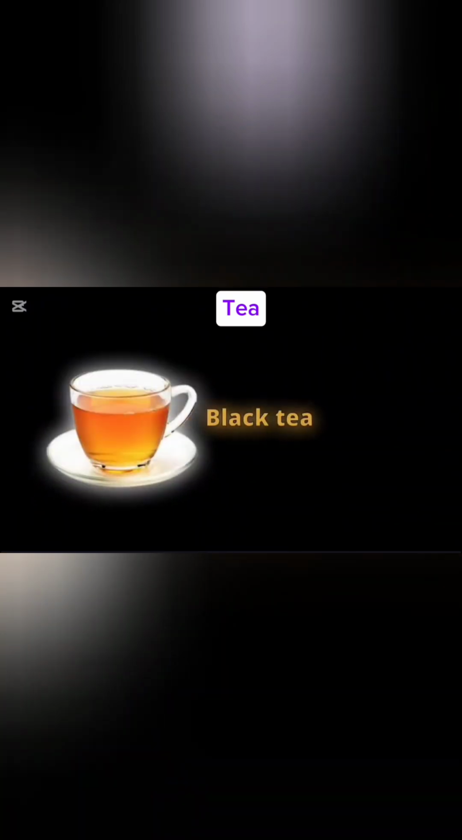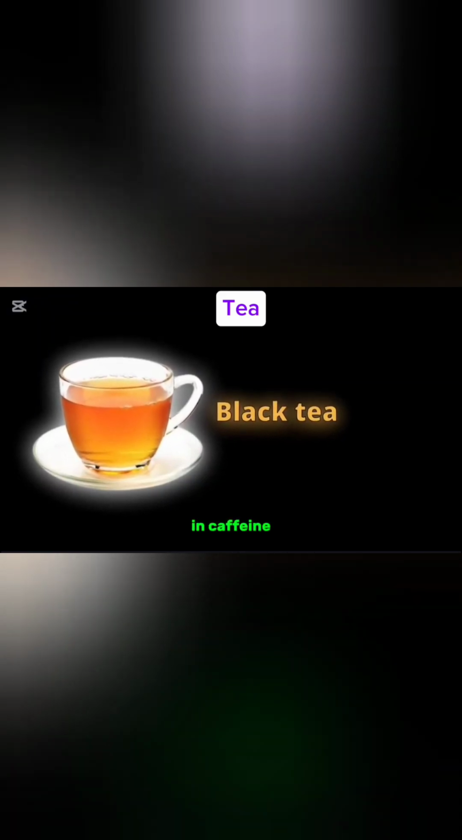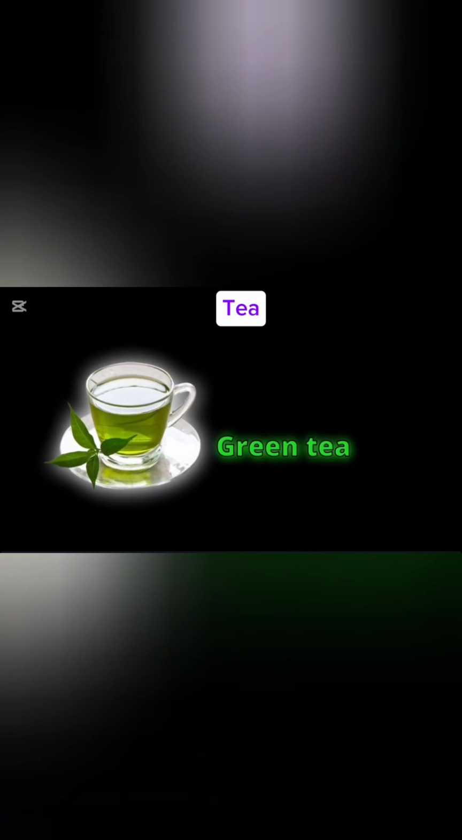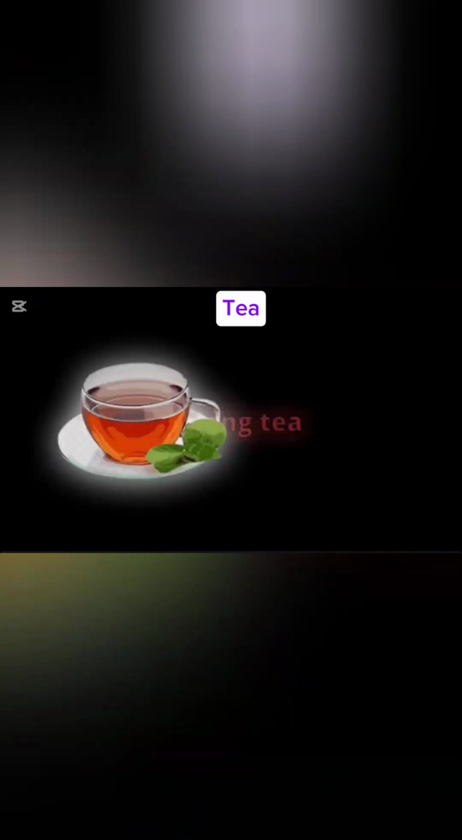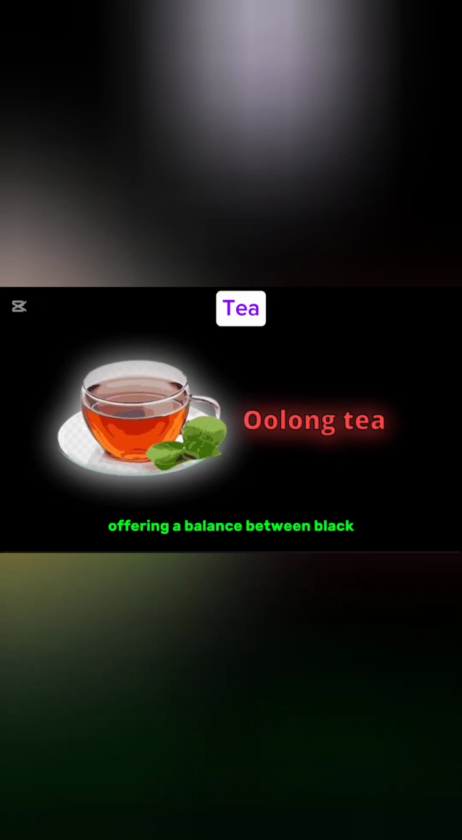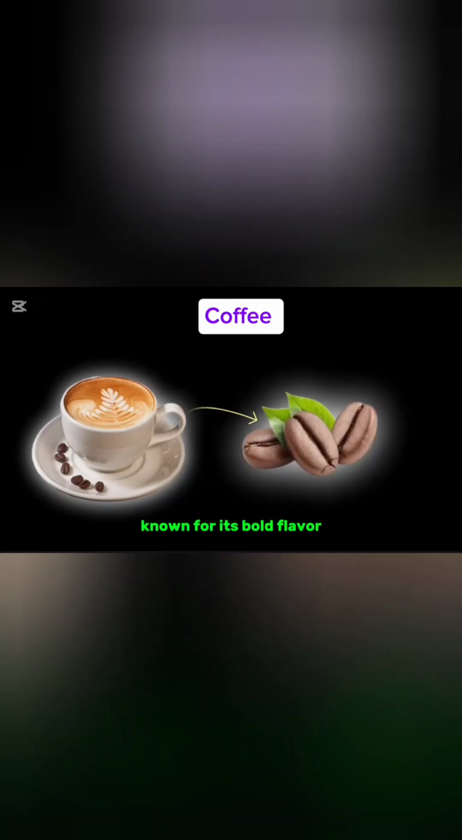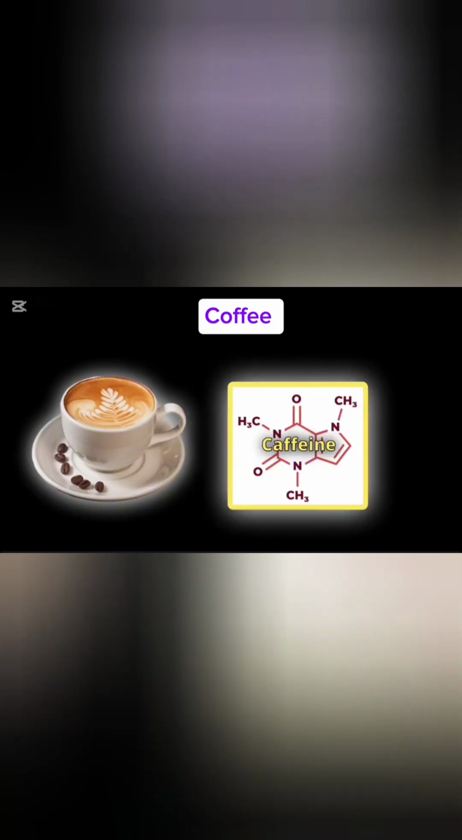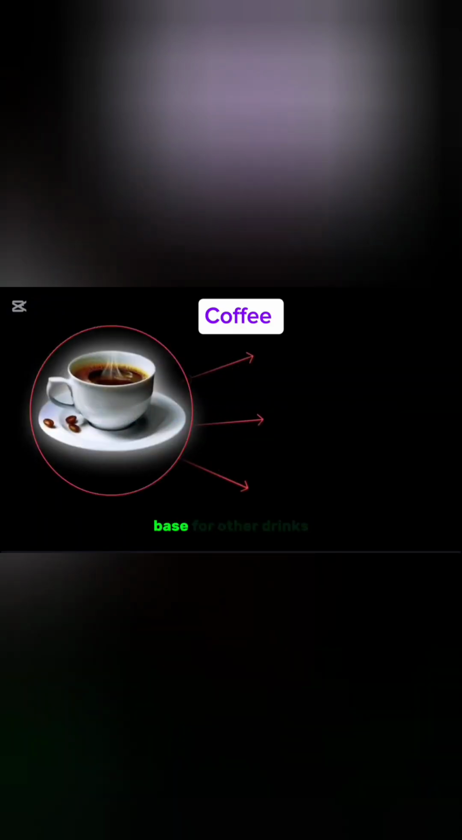Examples are black tea, fully oxidized, strong in flavor, and rich in caffeine. Green tea, lightly processed, rich in antioxidants, and lower in caffeine. Oolong tea, partially oxidized, offering a balance between black and green tea. Next is coffee, brewed from roasted coffee beans, known for its bold flavor and caffeine content. Various types include espresso, strong, concentrated coffee, used as a base for other drinks.